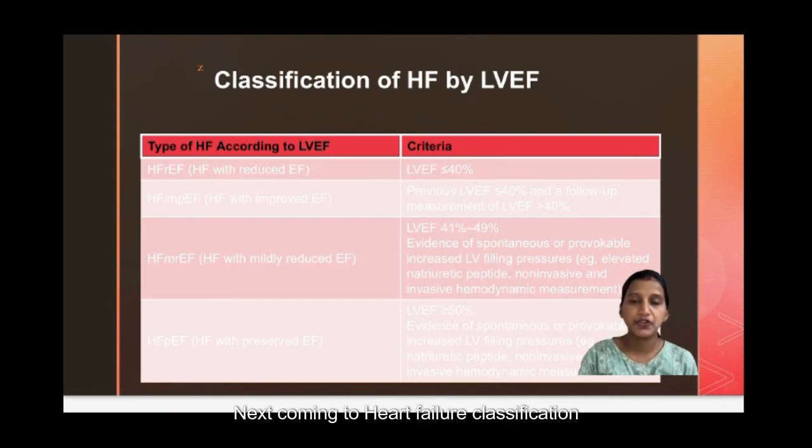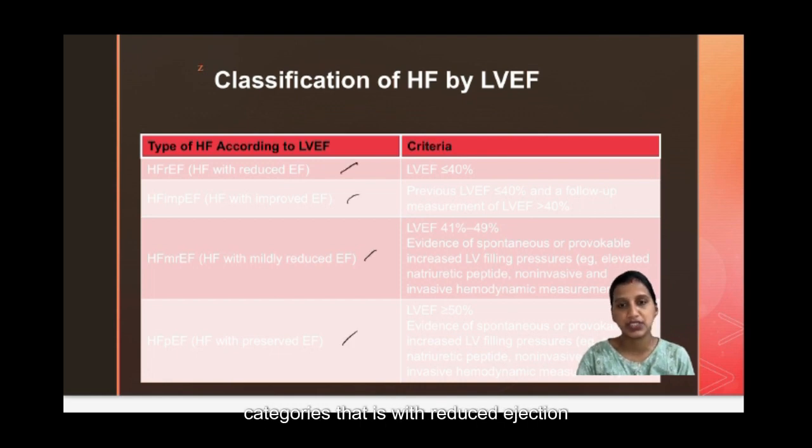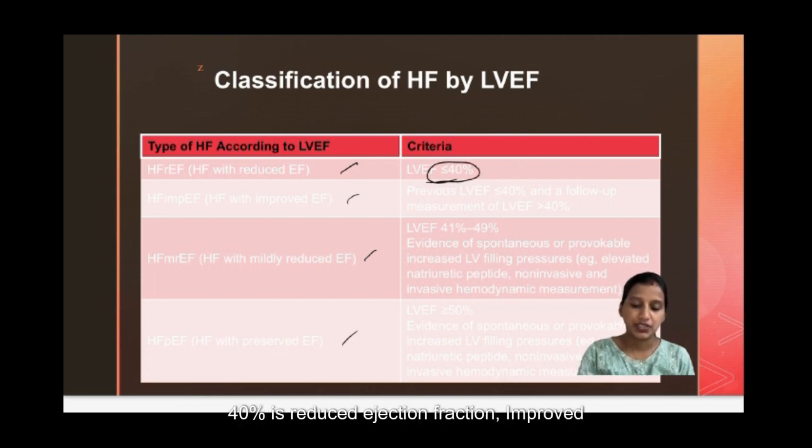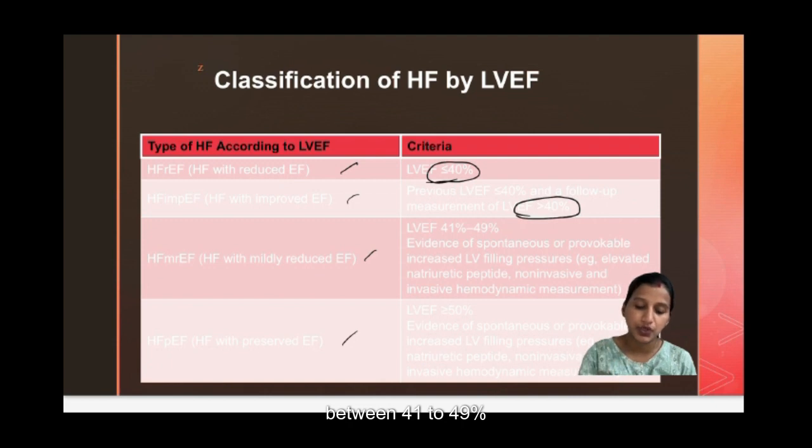Next, coming to heart failure classification based on ejection fraction. They are basically divided into four categories: with reduced ejection fraction, improved ejection fraction, mildly reduced ejection fraction, and with preserved ejection fraction. So what is reduced? Basically, less than 40% is reduced ejection fraction. Improved ejection fraction is when previously they would have had less than 40%, but on follow-up they have an ejection fraction of more than 40%. What is mildly reduced? Mildly reduced is between 41 to 49%.